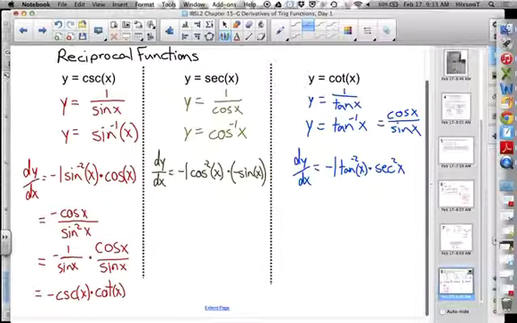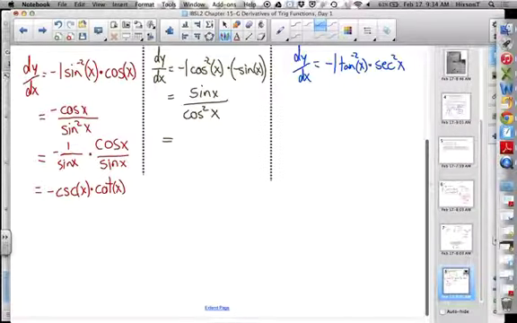So now we have this one, a negative and a negative, so now that's positive sine of x over cosine squared x. What is that going to give me? Tangent of x times secant of x. Yeah, tangent times secant.